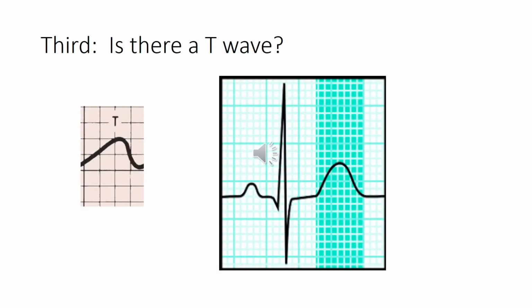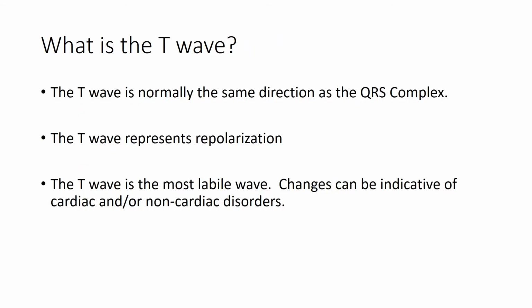Third, is there a T wave? You've seen a P wave, you've seen a QRS complex, and now you're looking to see if there's a T wave. And as you're looking at this EKG tracing on the PowerPoint, you see a T wave. See where it is highlighted in the darker teal section? It's normally the same direction as your QRS complex, and this represents repolarization.